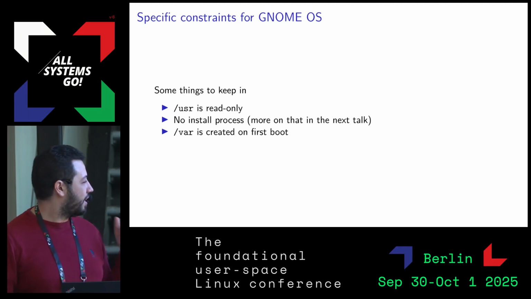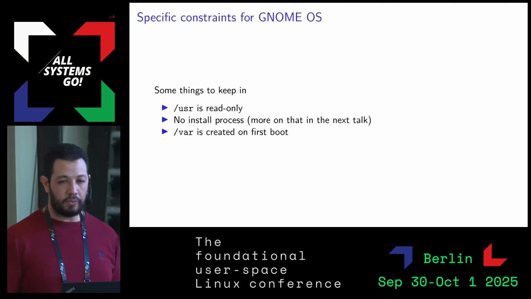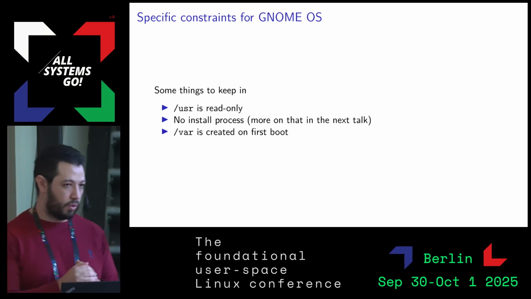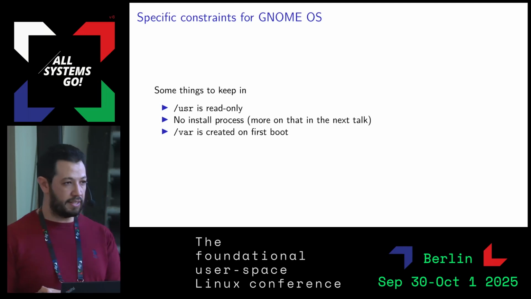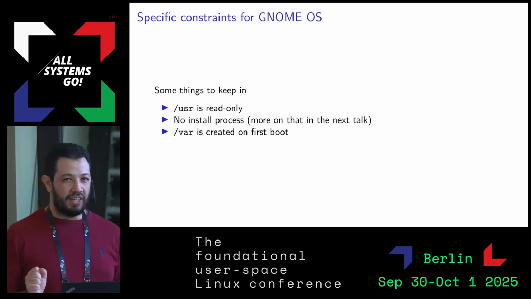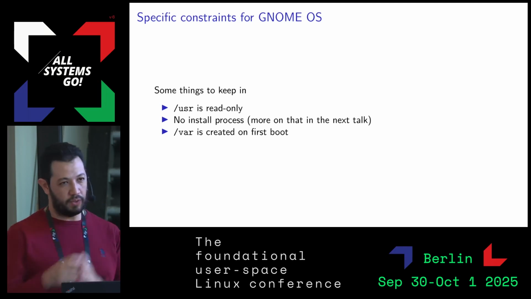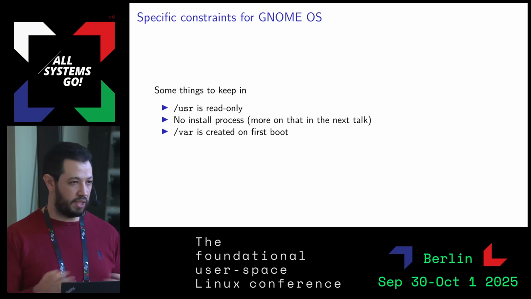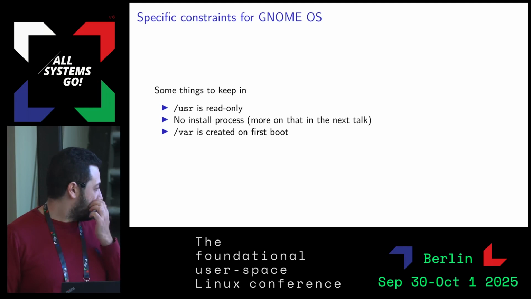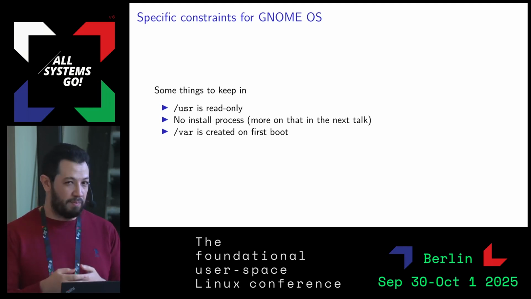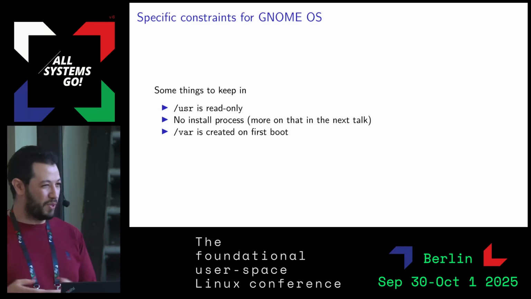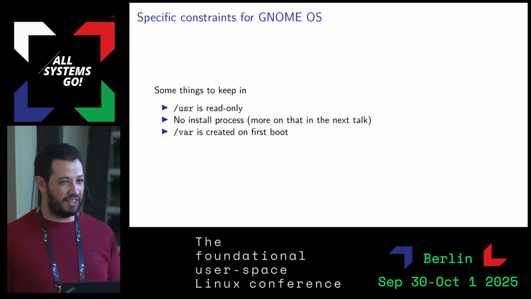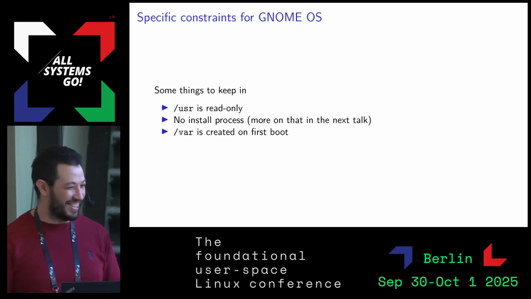And yeah, the /var is created on the first boot. So the root file system does not exist by default. It's created during the first boot with systemd-repart. And it's a bit different for the live install, but it's created on the first boot for install. You'll learn about all the details in the next talk.